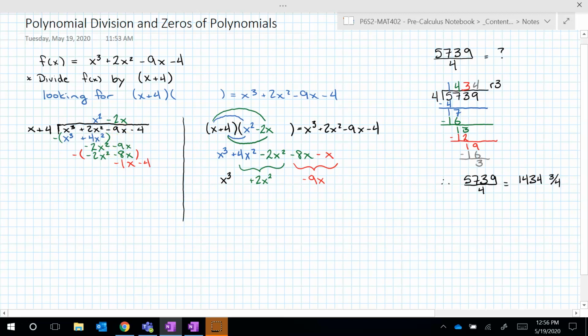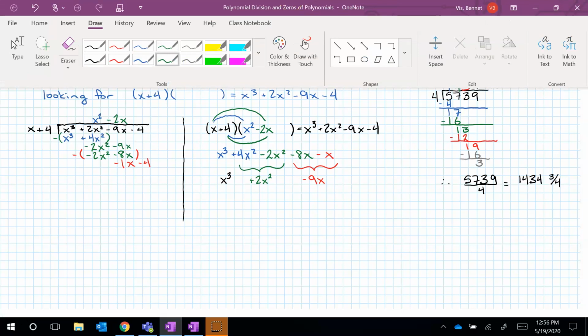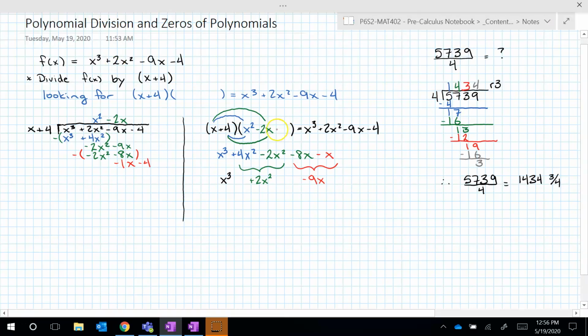So to get that minus x, the last part that I need to do is this needs to be minus 1. Because if I did x times negative 1, that will make the negative x, right? So this has to be a minus 1 because negative 1 times x will make my negative x. But I also have to remember, negative 1 times 4 gives me a negative 4. Same thing here. I have to do this. Negative 1 times 4 gives me a minus 4.